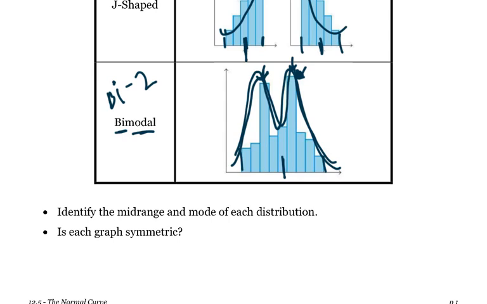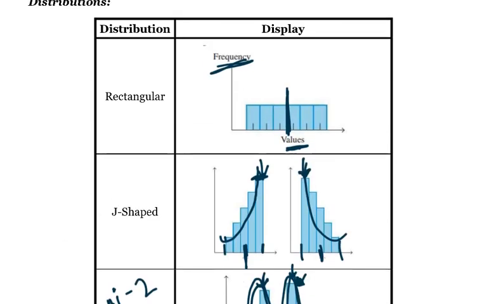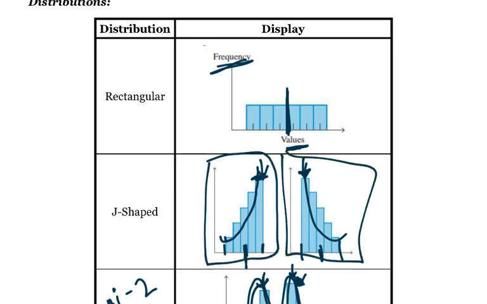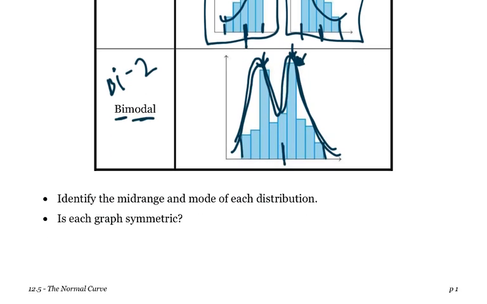Now, the next question is, are each of these graphs symmetric? And if I look at these, the first one is symmetric. It's the same on the left hand as it is on the right hand. These are two separate graphs. They are not symmetric. The bimodal is not symmetric.